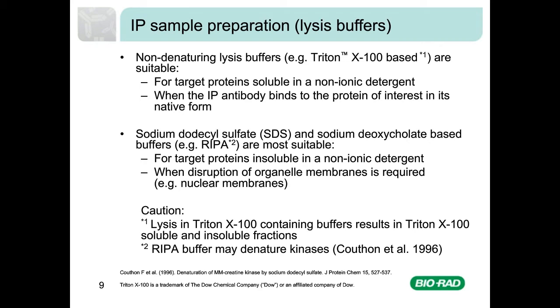Denaturing lysis buffers contain components such as sodium dodecyl sulfate, abbreviated as SDS, and sodium deoxycholate. One frequently used denaturing lysis buffer is radioimmunoprecipitation assay, abbreviated as RIPA buffer. RIPA buffer is especially suitable when the disruption of the nuclear membrane is required. This lysis buffer type may also solubilize proteins which would be insoluble in buffers containing less stringent detergents, such as Triton X100. However, RIPA buffer may denature kinases, as highlighted by Kuthon et al. 1996. To summarize, it is important to consider the nature of your protein of interest in terms of protein family type and cellular location before finalizing your lysis buffer choice.